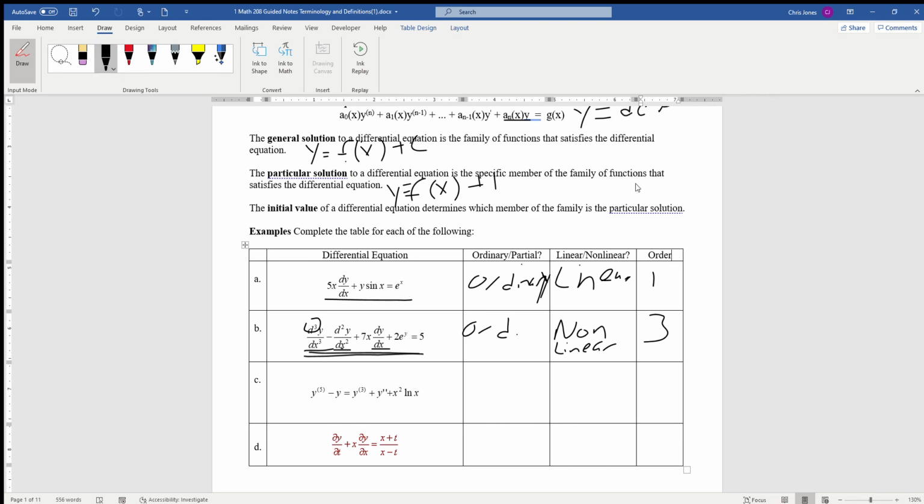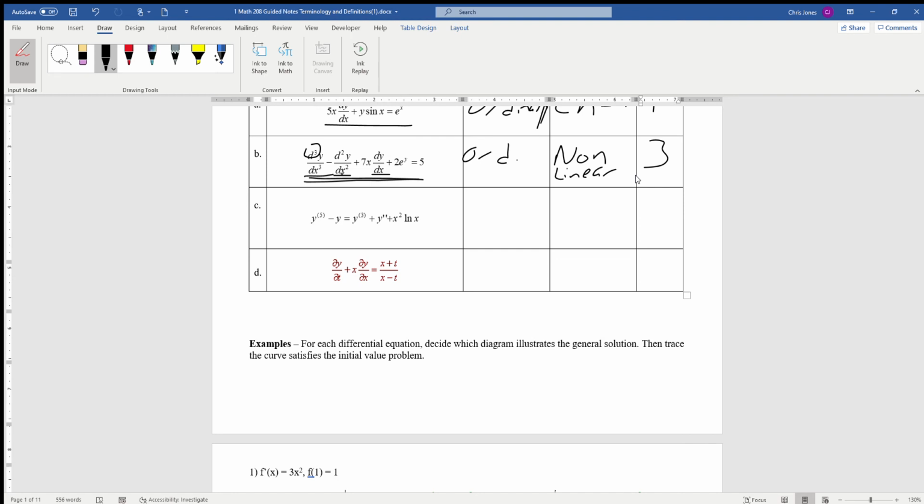Okay. A third example: fifth derivative of y minus y equals third derivative of y plus second derivative of y plus x squared ln x. All right. We might choose to rewrite this. So fifth derivative of y minus third derivative of y minus y double prime minus y is equal to x squared ln x. So in other words, just write it into the potential form of a linear differential equation.